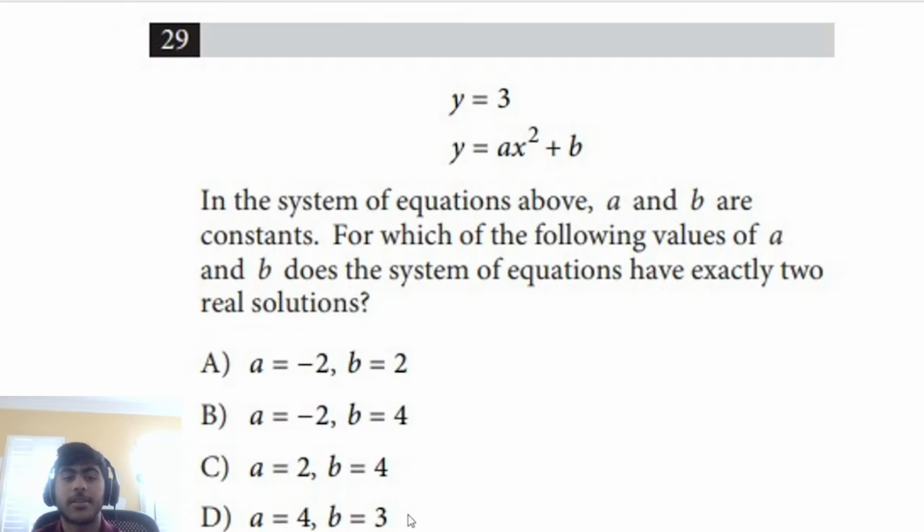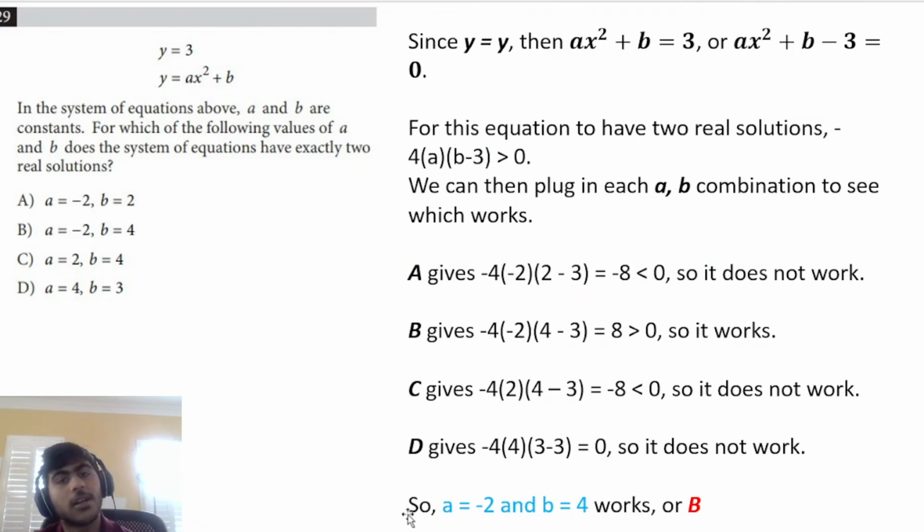Let's move on. Number 29. In the system of equations above, a and b are constants. For which of the following values of a and b does the system of equations have exactly two real solutions? Well, y equals y, we can just match this up. ax squared plus b equals 3, so ax squared plus b minus 3 equals 0. For this equation to have two real solutions, -4a times (b minus 3) has to be greater than 0.